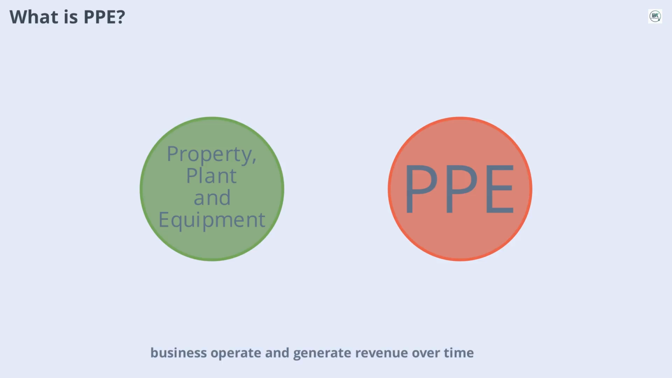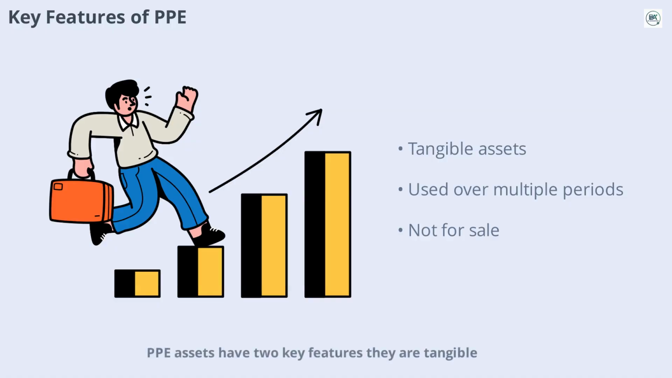generate revenue over time. PPE assets have two key features. They're tangible, meaning you can physically touch them, and they are used in the business for more than one accounting period. These assets are not intended for sale in the ordinary course of business. Instead, they support the company's operations, whether it's a delivery truck transporting goods or a factory machine producing products. Understanding these features helps distinguish PPE from other asset types.